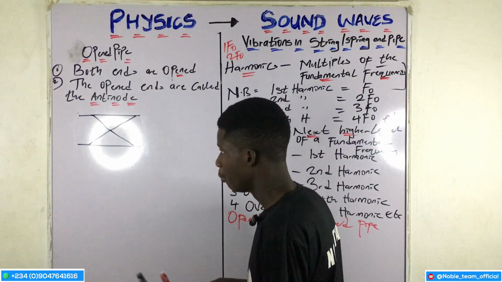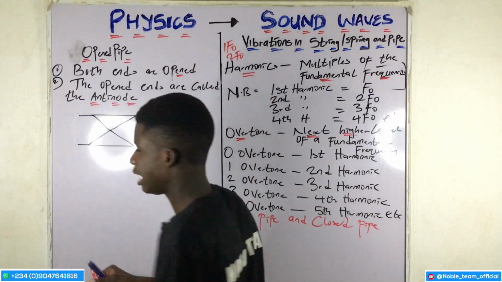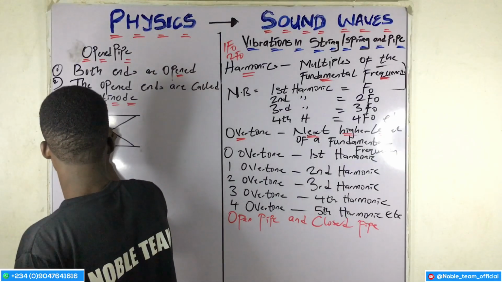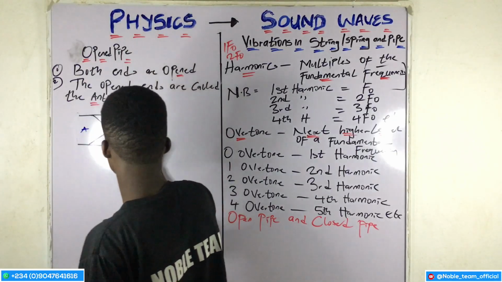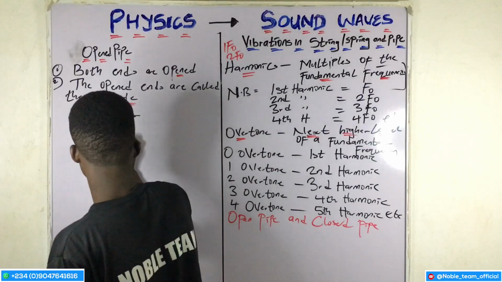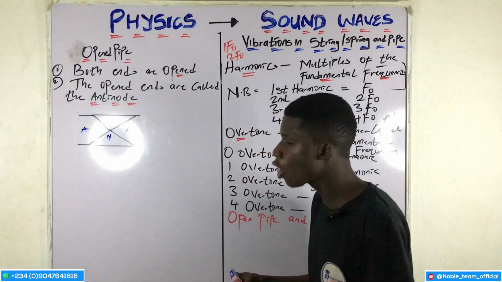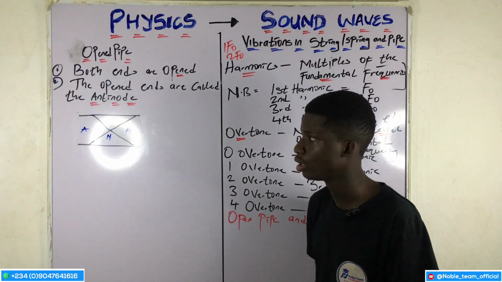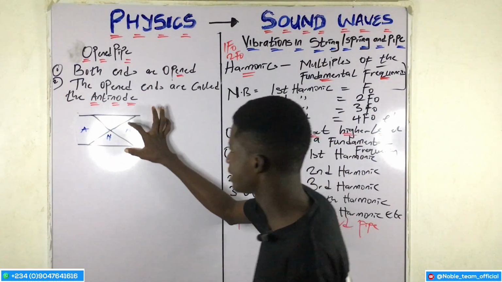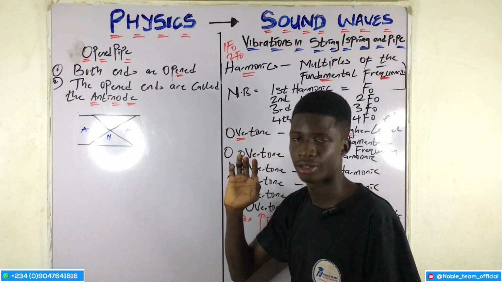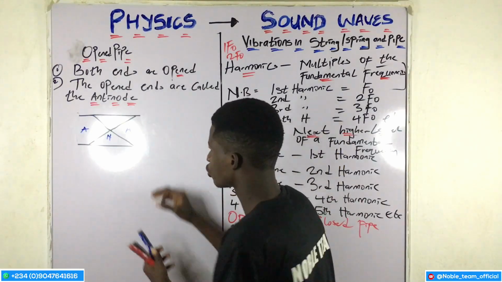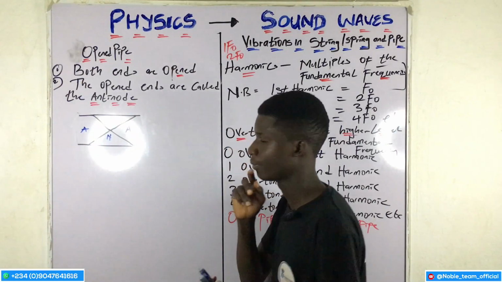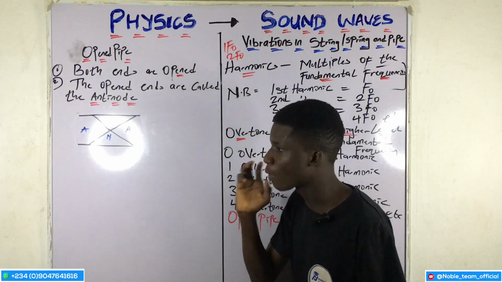Now, both ends are opened here. This is my antinode and this is my node. Now, what is a node? Node is a point where there is no displacement. Is there any displacement? No. Is there any displacement? Yes. Do you understand? The opened ends are called the antinode. Are you understanding what I'm trying to explain?